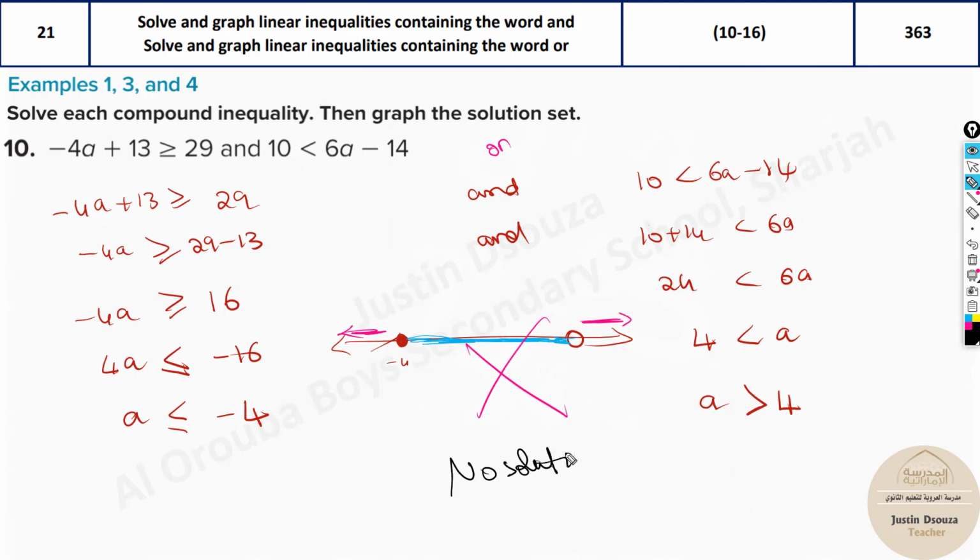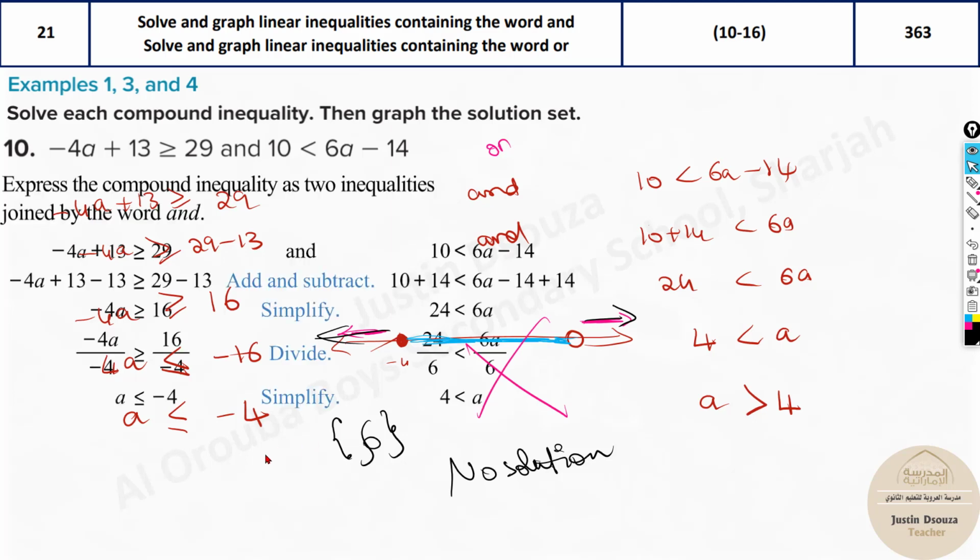Why? Because there is nothing overlapping. All this is the solution and all this is the solution, so there is no overlapping. So it's basically a null set. There is no solution. Let's just check the answer. The solution set is null.